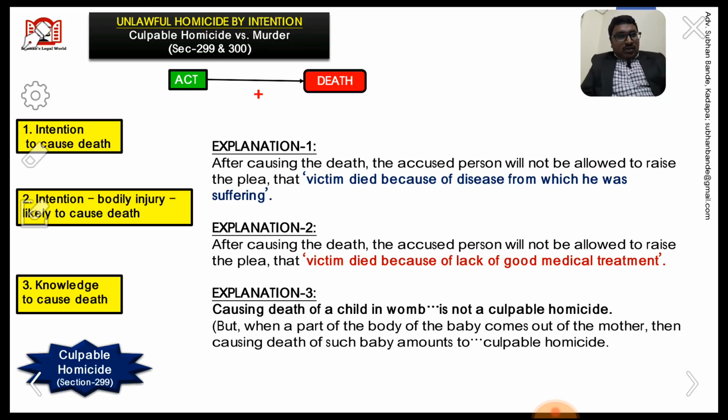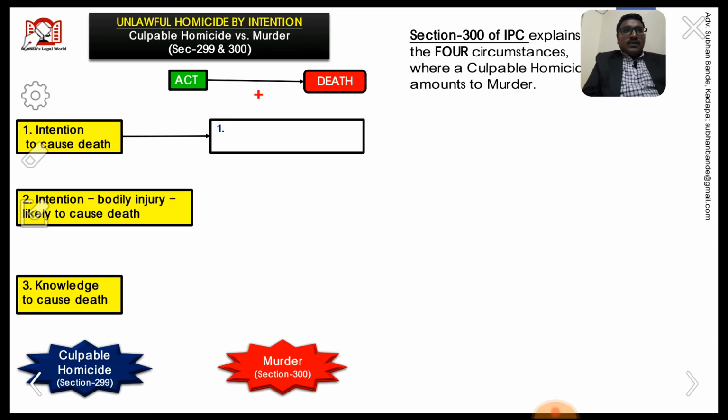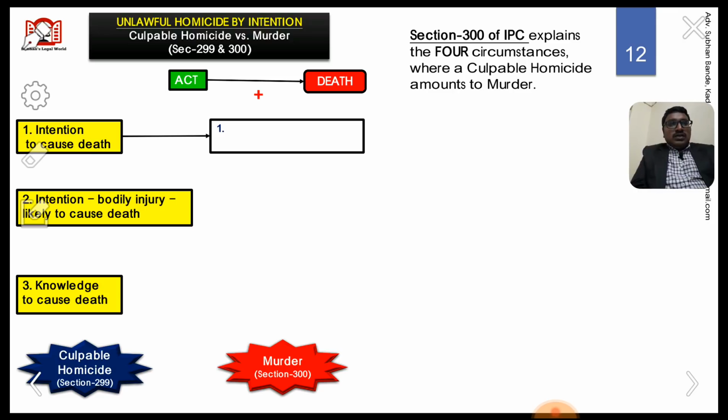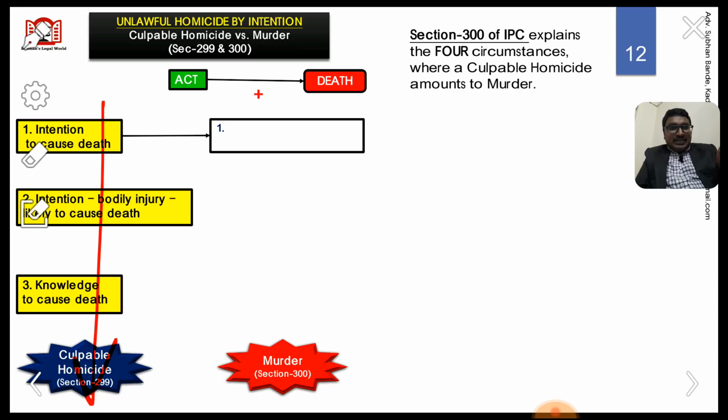Next, Section 300 of the Indian Penal Code explains four circumstances where culpable homicide amounts to murder. This is culpable homicide. Now let us see what murder is. Murder.